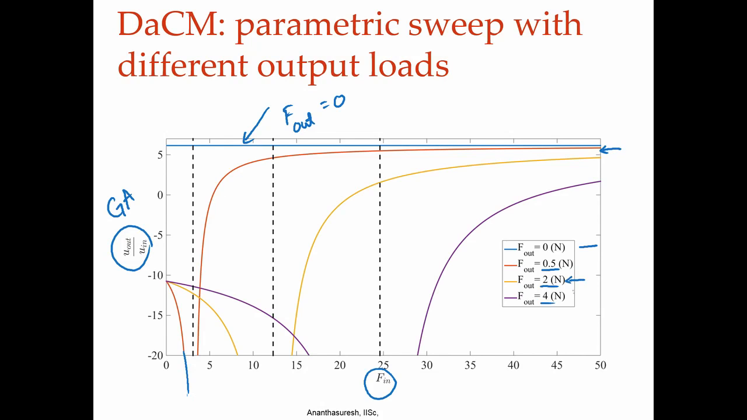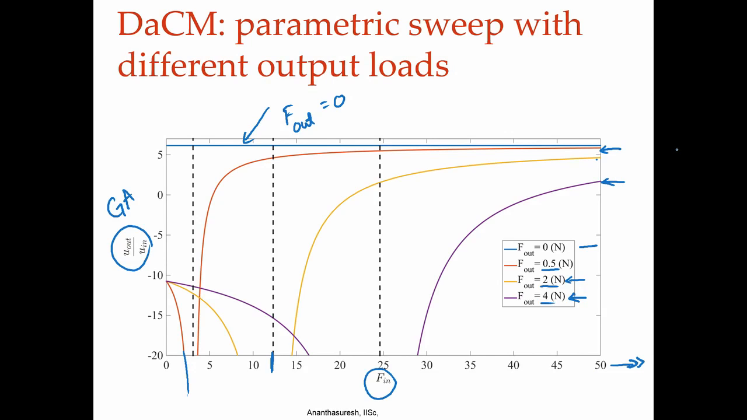As I increase the output load to 2 newtons, again this is where it goes to infinity, it is all in the wrong direction. U out is in the upward direction, which is the negative direction for us, and then eventually you need to go much larger than 50 newtons to catch up. Same thing with output force 4 newtons, we can see that it takes much more input force to eventually reach that geometric ratio. We can see how geometric ratio varies with various output forces.